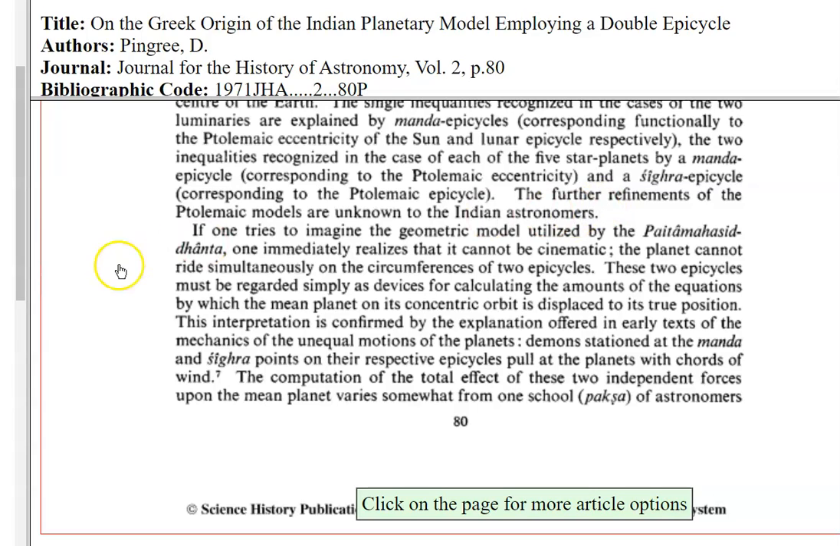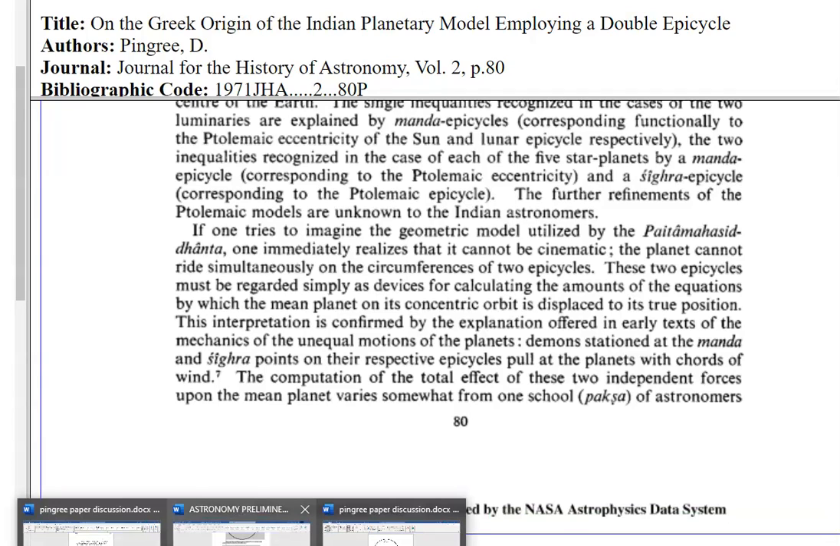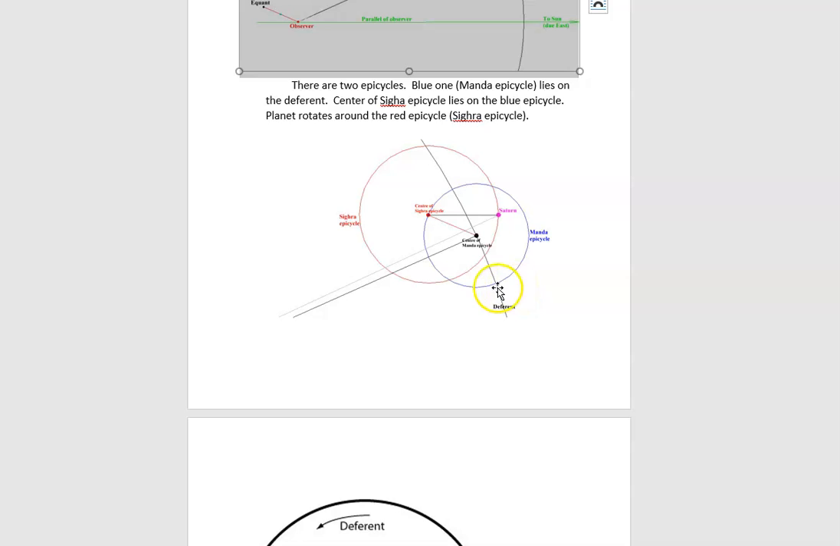And then Pingree goes on to say, if one tries to imagine the geometric model utilized by the Paitama Siddhanta, one immediately realizes that it cannot be kinematic. Now what does that mean? What does kinematic mean? Now if we go to the double epicycle here, the planet is going along the deferent circle, and you have another point going around the Manda epicycle and another point going around the Sighra epicycle.